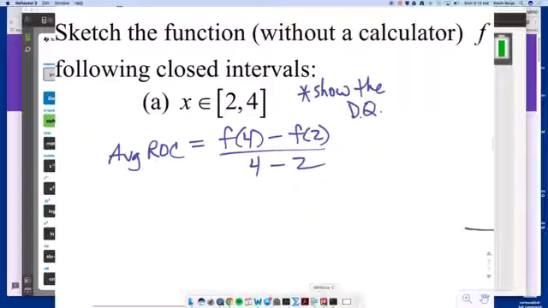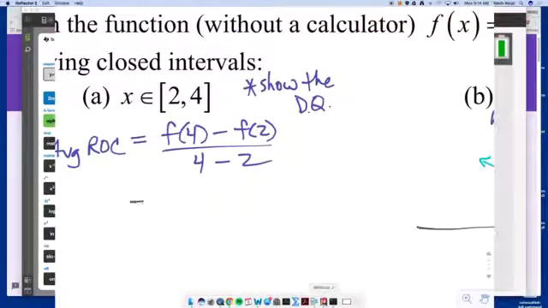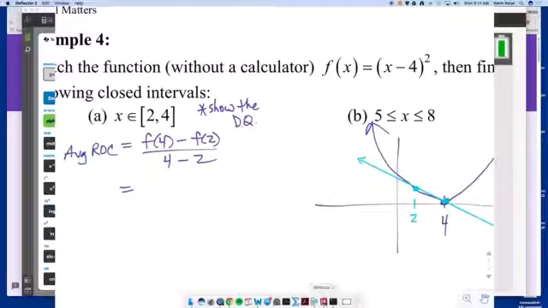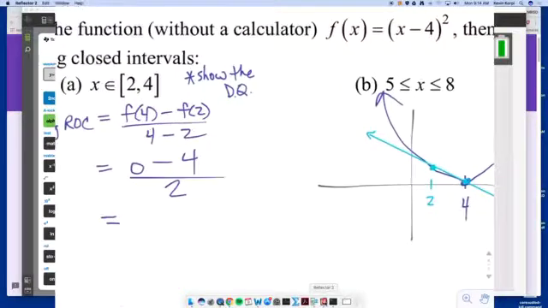Once you set it up like that with the difference quotient, now you can plug in the numerator to get the y values. So what would f of 4 be without a calculator? 4 minus 4 is 0. 0 squared is 0. Minus f of 2, when you plug it in, 2 minus 4 is negative 2. Negative 2 squared is positive 4. And of course, now on the bottom, 4 minus 2 is 2. So you end up with negative 4 over negative 2, which is negative 2.